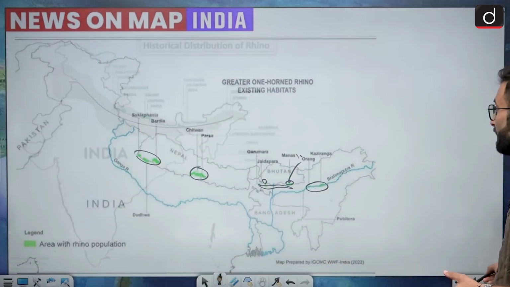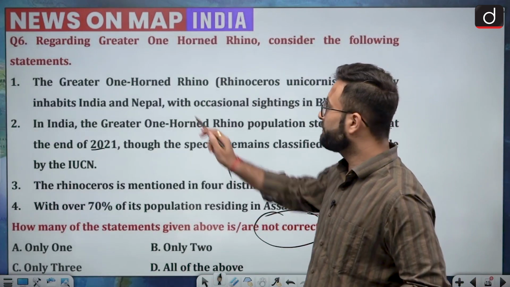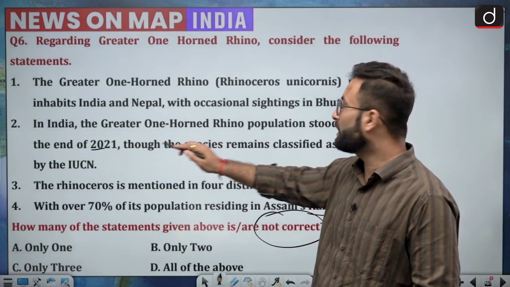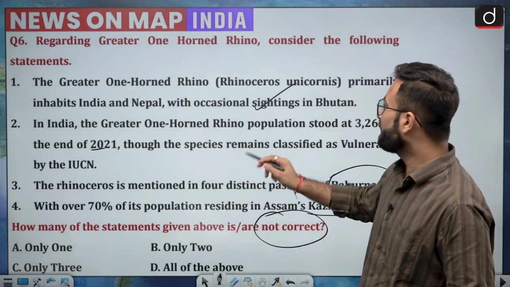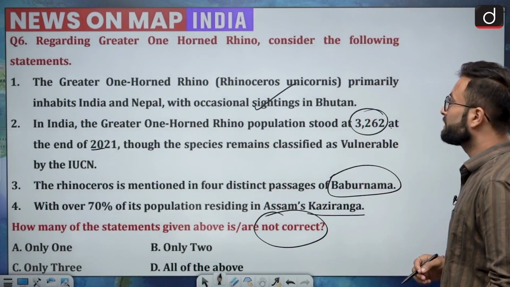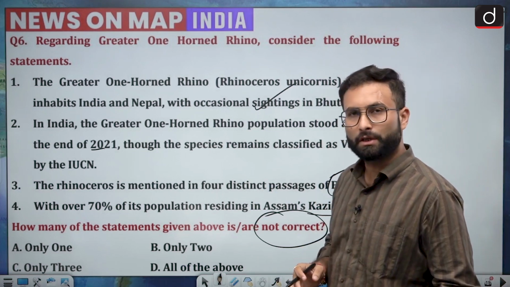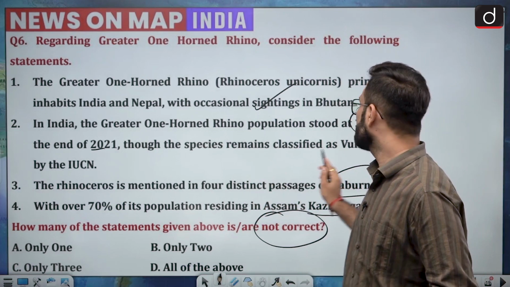Coming to the question again, they are asking which of the following statements is incorrect. First, we have seen that it is found in India, Nepal and Bhutan, so this is correct. Coming to the next one, the Indian rhino, the greater one-horned rhino population, stood at around 3,262 at the end of the year 2021. This is a factual statement and it is correct, and the IUCN status is vulnerable.